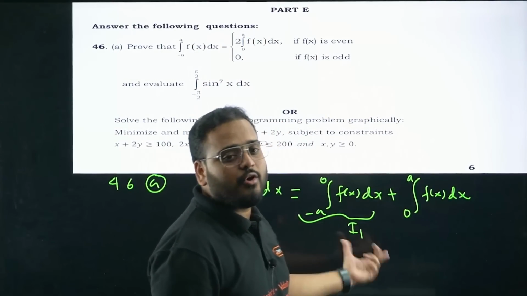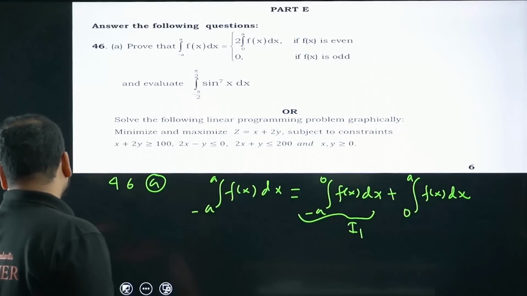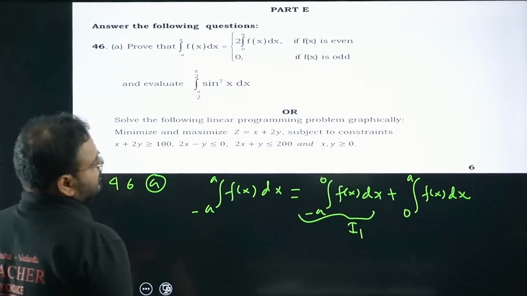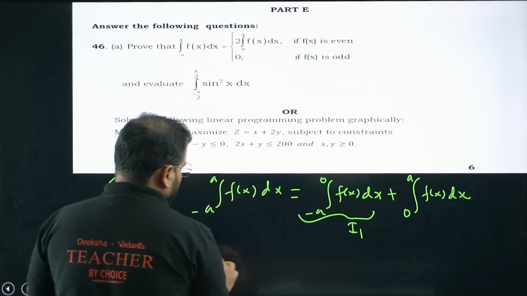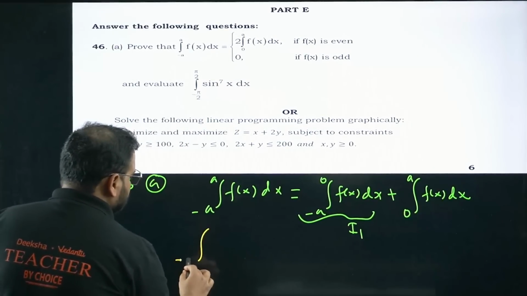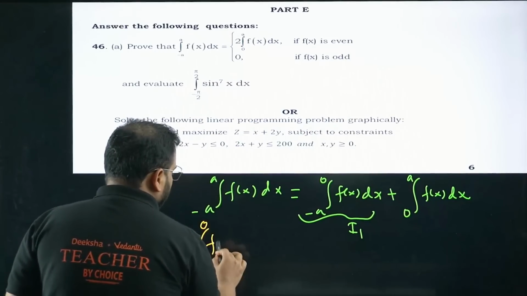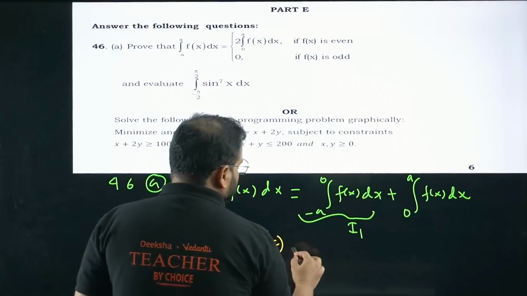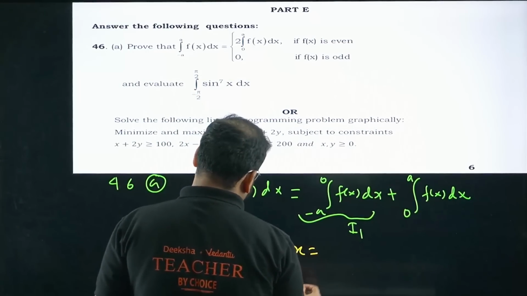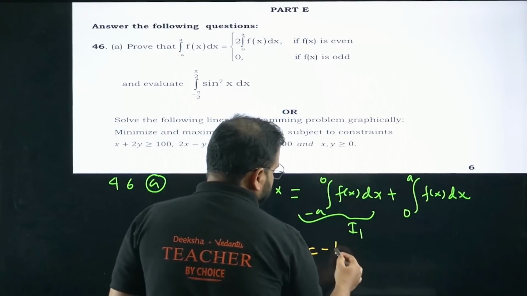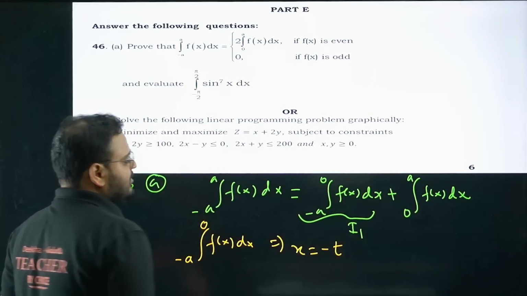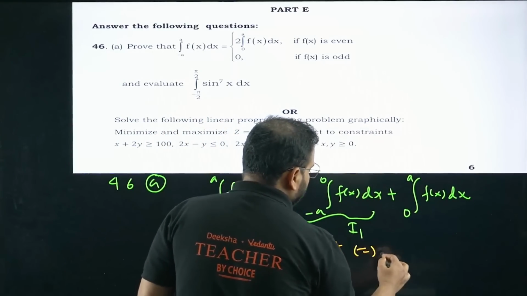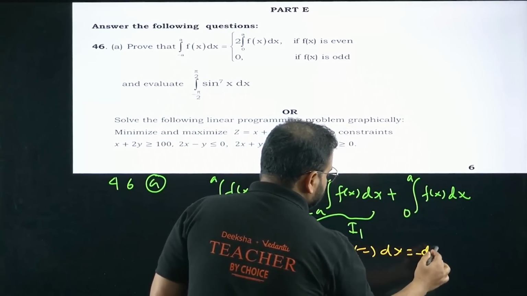We have to make the changes over here only. How can we do that, sir? Very simply, bacha. Take this over here. Minus a to 0 f x dx is there, right? In this function, what you do? Substitution, you take x equals to minus t. Substitution is x equals to minus t. What is, bacha, then derivative? From here you take dx equals to minus dt.